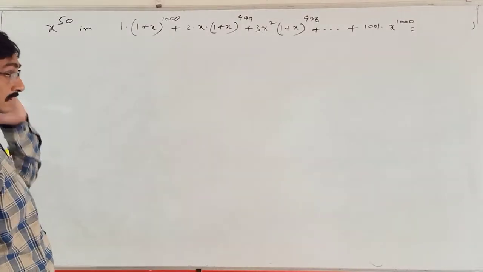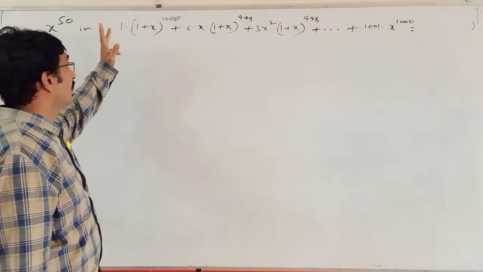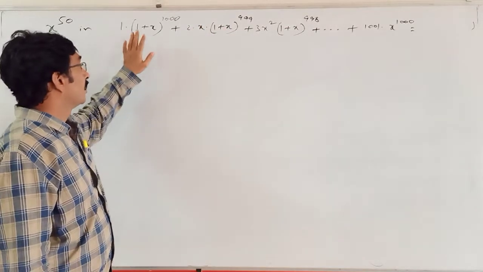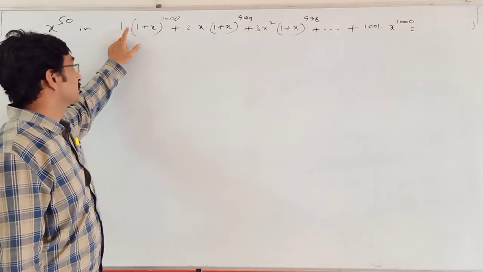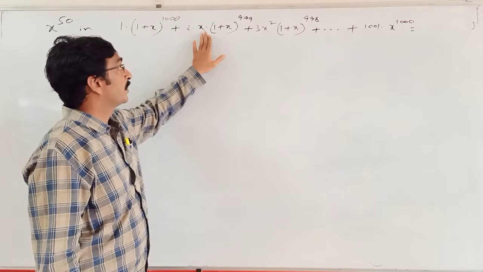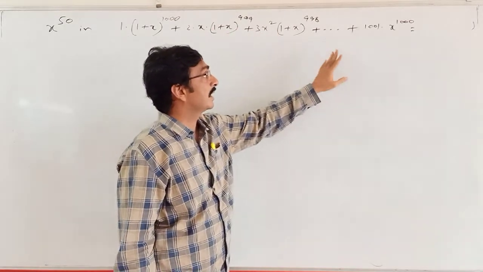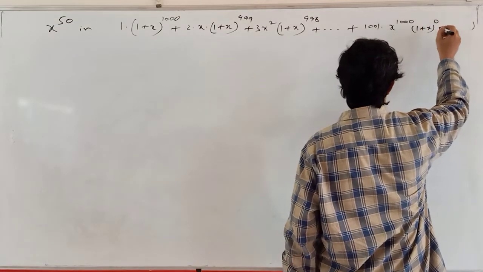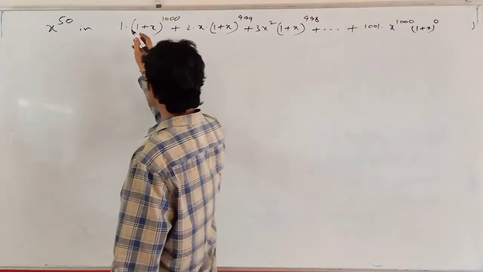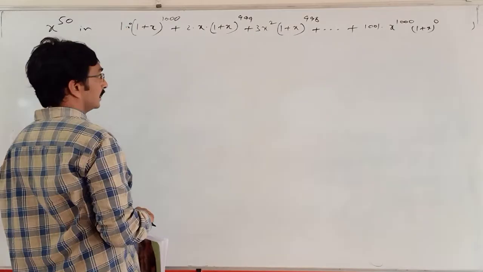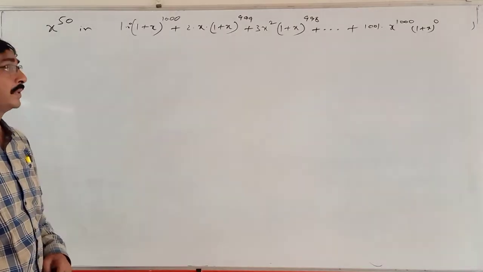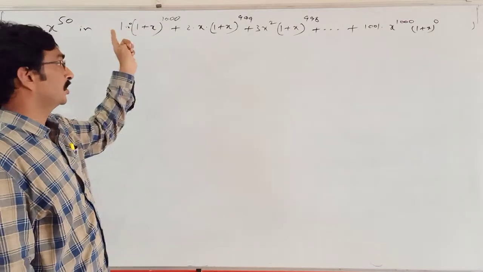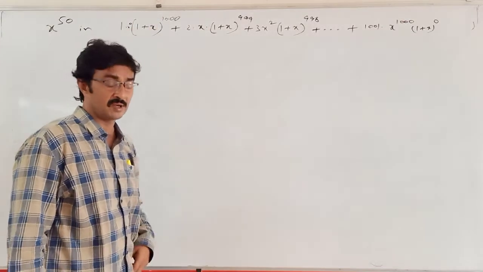By observing the given terms, clearly 1, 2, 3, 4 and so on up to 1001 are related to AP terms. (1 plus x) whole power 1000 has x power 0 together, and x power 1 into this one, x squared into this one and so on, up to x power 1000 into (1 plus x) whole power 0. So clearly it is an AGP. The number of terms, x power 0 to x power 1000, means the total number of terms is 1001.